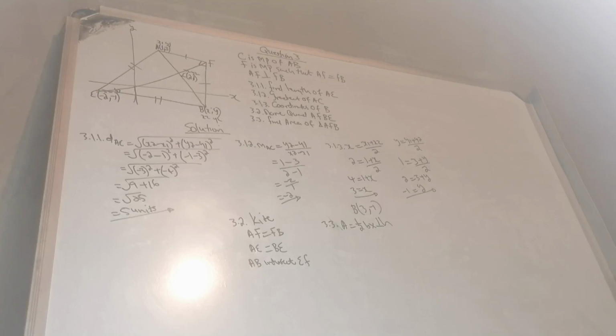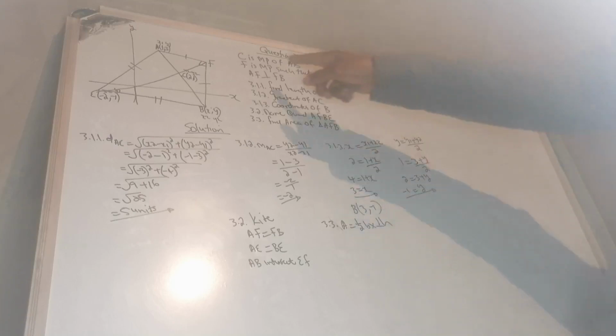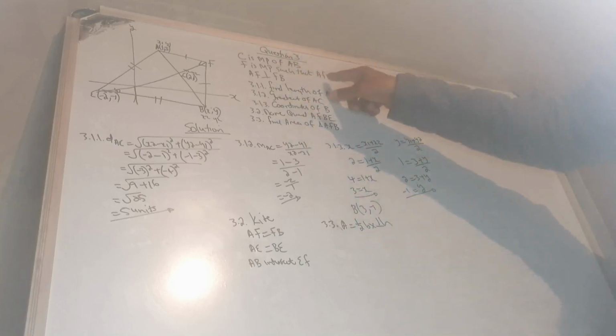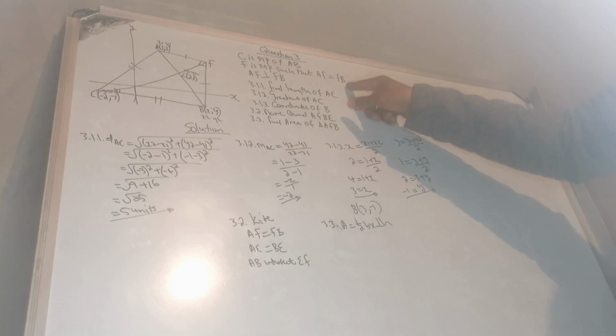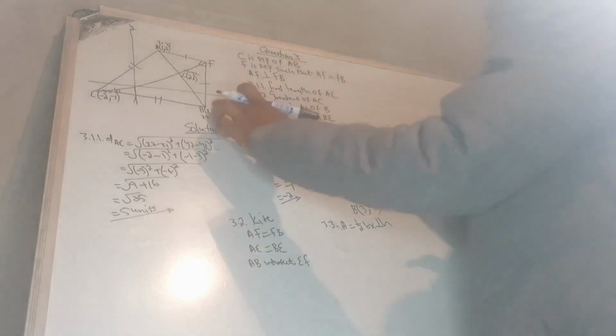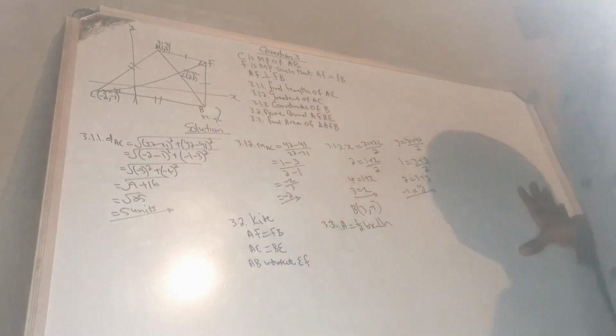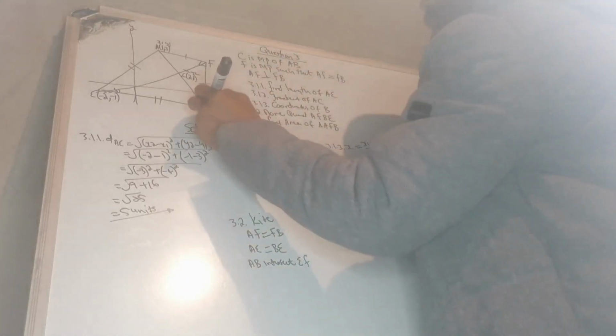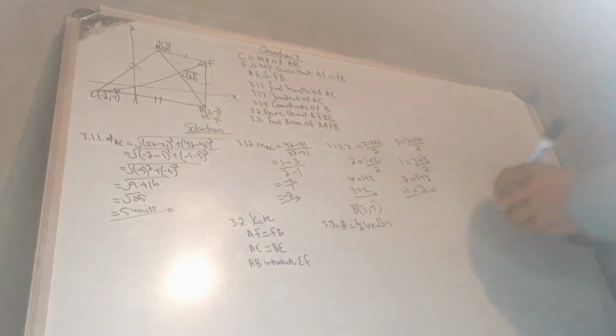F is the midpoint such that AF is equal to FB. Why? Because AF equals FB. Analytical coordinate B, I get 3 and -1. So if AF equals FB and F is the midpoint.